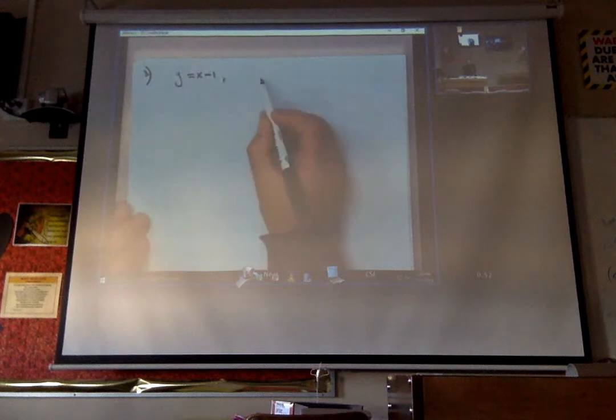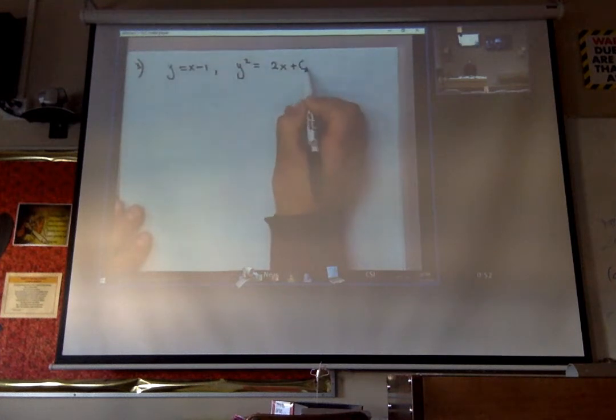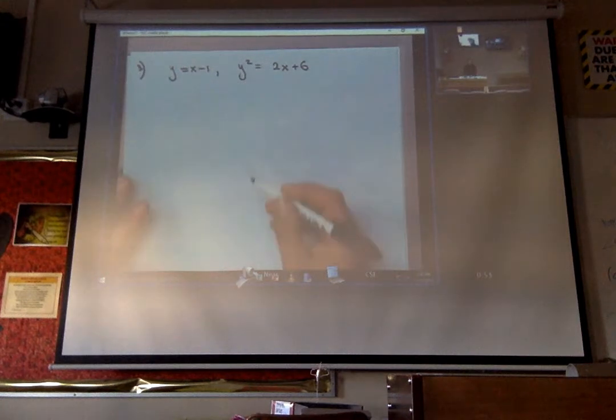So the third one, we have this. y equals x minus 1. And then the second function we have is y squared equals 2x plus 6. So with some problems, we will have a little difficulty with the graphing. But again, it has nothing to do with the calculus. It's purely precalculus. So you have to recognize the graphs. So let's just see what we have.